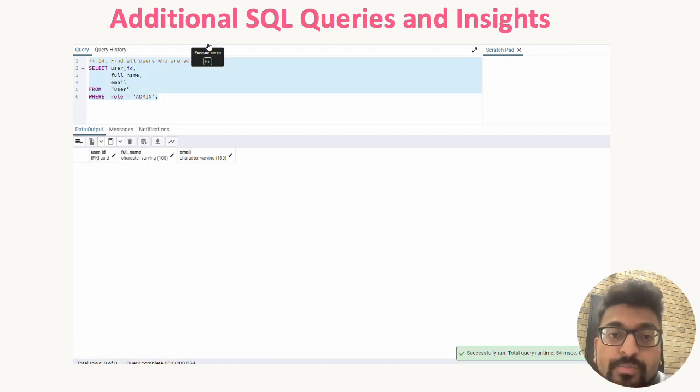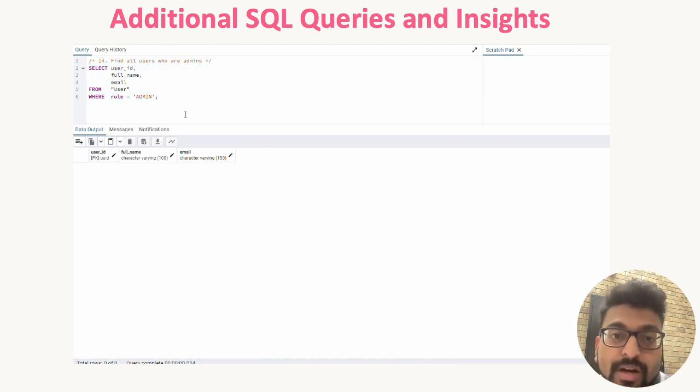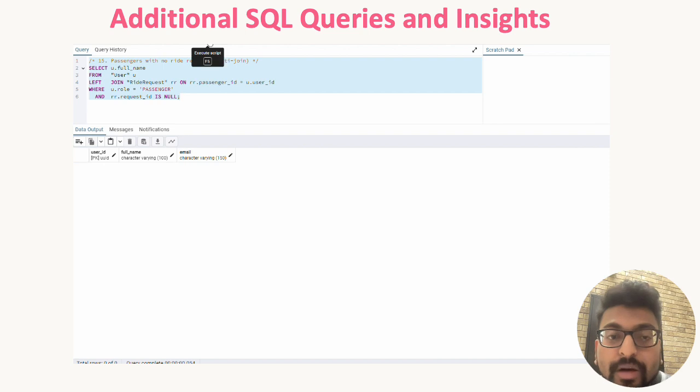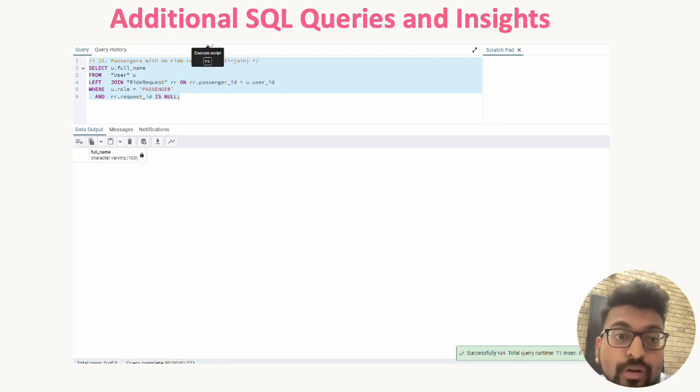Completed ride totals per driver. Aggregating completed rides grouped by the driver gives a leaderboard of productivity. Query 13. The rides sorted by fare, high to low. Ordering rides descending by fare highlights premium tips, long distance, or short distance. Admin users. Security audits begin with a query that lists everyone whose role is admin.